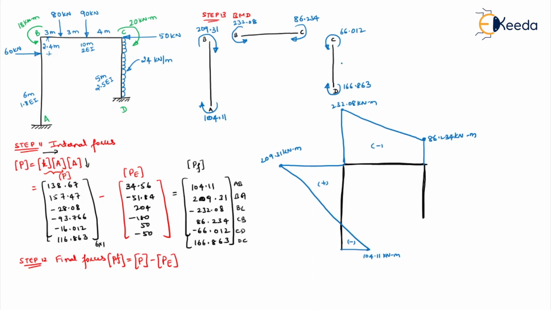Here, this is also hogging the beam. So it will be negative. See, both are pushing it upward. Here also this is going upward. Here also this is going upward. So here it is your 66.012 kilonewton meter. And here it is how much?